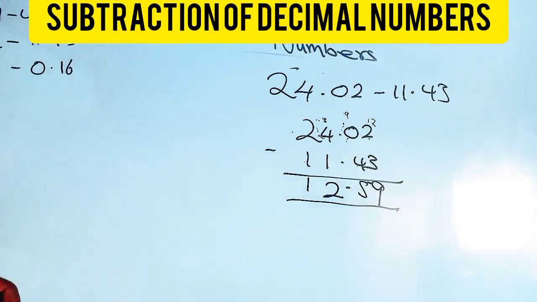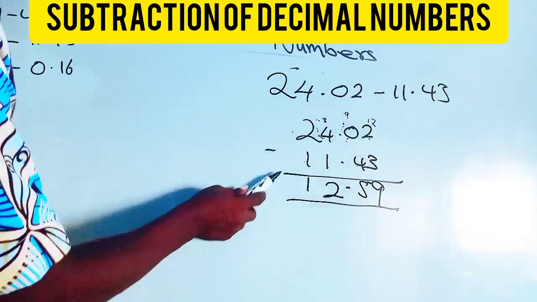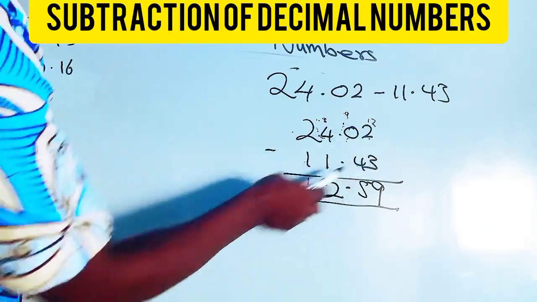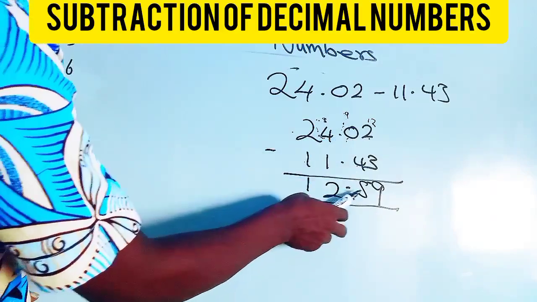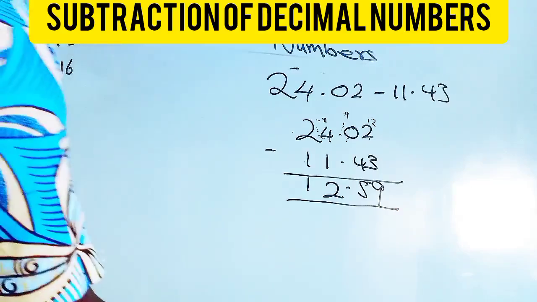Therefore, 24.02 minus 11.43 is equal to 12.59. Let's move on to the last question.